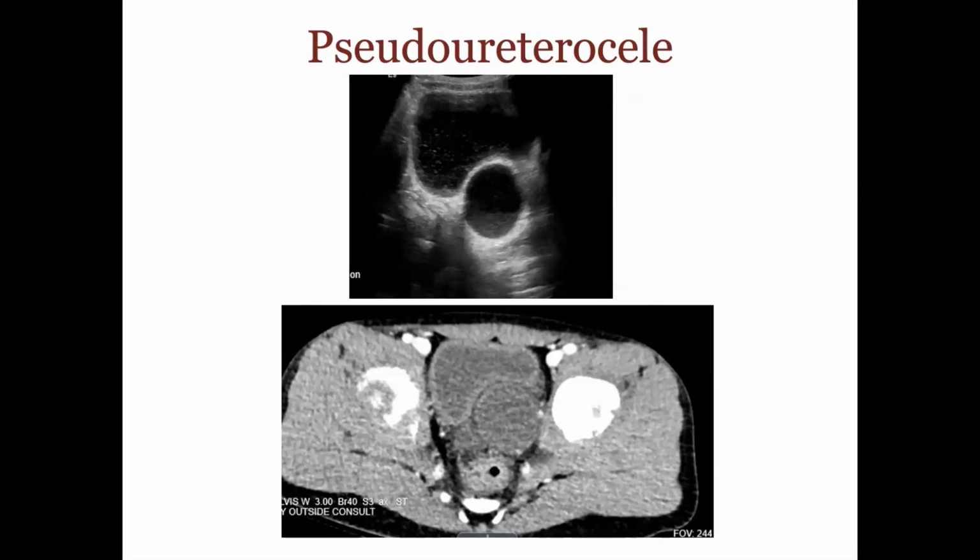On a CAT scan, it's easier. You can see on the bottom images on the CAT scan that the bladder wall is contiguous around this, and this is just a dilated ureter in a child with hydronephrosis.